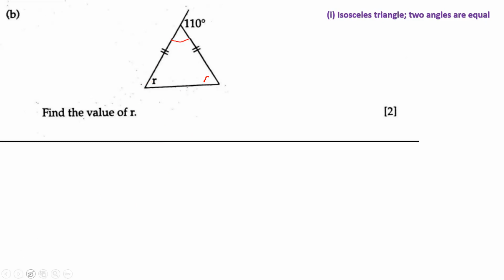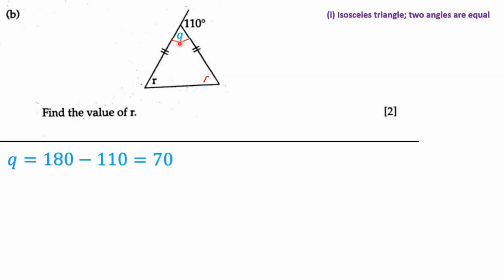So how are we going to figure this out? The first thing we're going to do is subtract. We take 180 minus 110. What is that? 180 minus 110 is going to be equal to 70 degrees. And so Q is equal to 70 degrees.